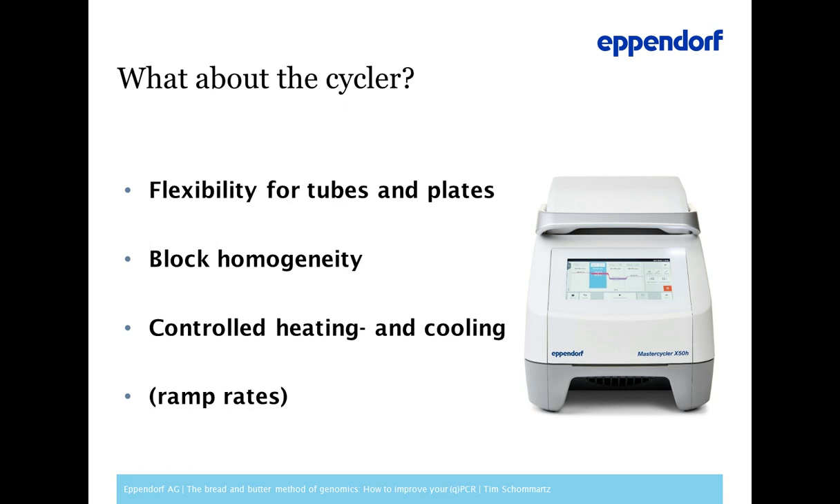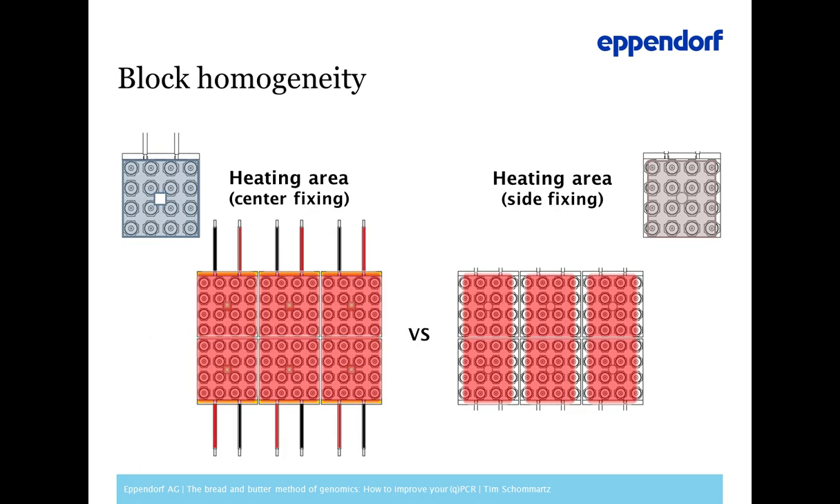But what I also think is very important, which is overlooked a lot of times, is the block homogeneity. I will come to that in a minute, and I think that controlled heating and cooling is a big advantage. A lot of times people talk about ramp rates, which defines the speed of a cycler. I think yes, ramp rates are important. It highly depends on your application, but I personally don't think that ramp rates are the one and only thing to go for. I think the other things that I've mentioned here are more important if you decide for a cycler.